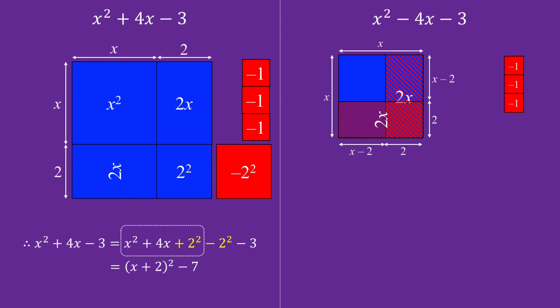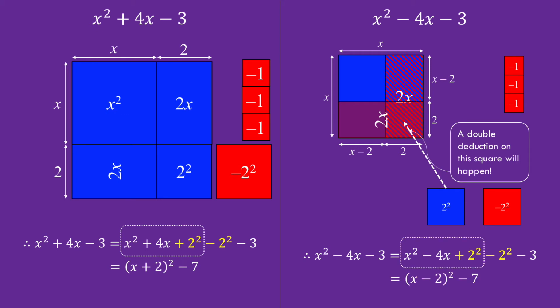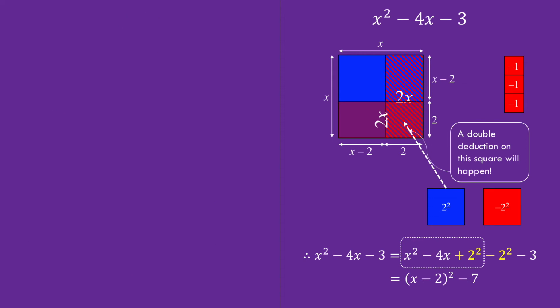The problem then comes as we have made a double deduction on this square. We then use the idea of a zero pair so that we can sort of compensate the area being deducted. The resultant square would then be x minus 2 squared. Hence, algebraically, what's done is the addition of 2 squared minus 2 squared into the expression, where the first 3 terms form the perfect square and the remaining terms are simplified, hence giving us x minus 2 squared minus 7.